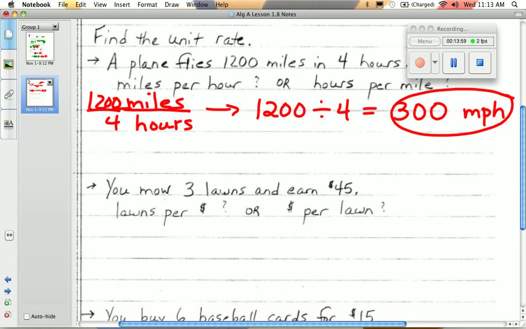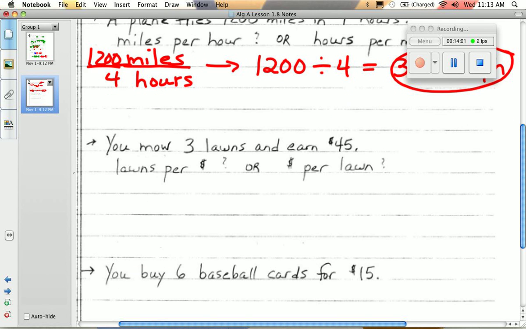Okay, you mow 3 lawns and earn $45. Does it make more sense to figure out how many lawns you did per dollar, or how many dollars you got paid per lawn? Per lawn. Dollars per lawn. I'm thinking that one probably makes more sense, doesn't it? Okay, let's try it. So we have dollars. We need our $45 upstairs, and our 3 lawns downstairs.